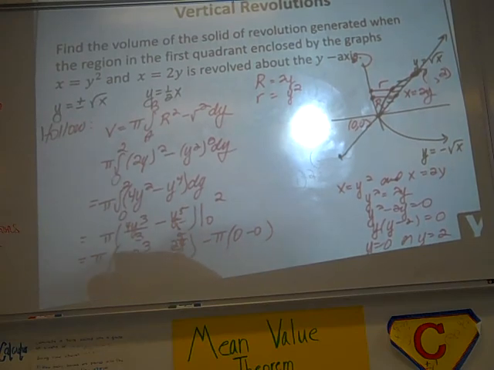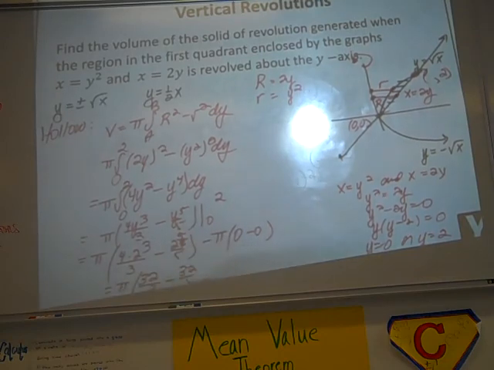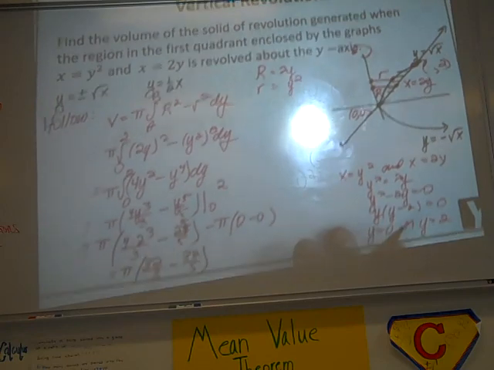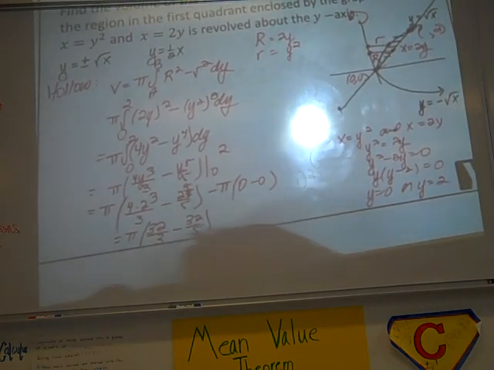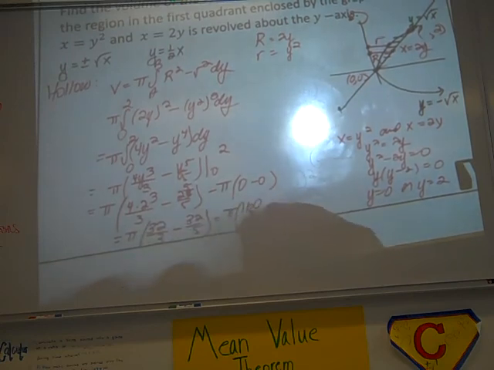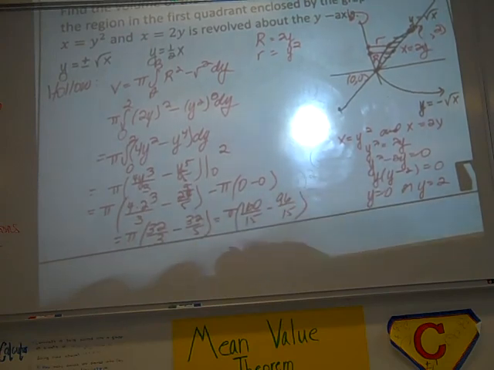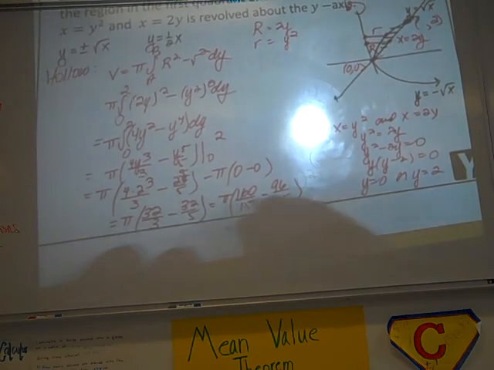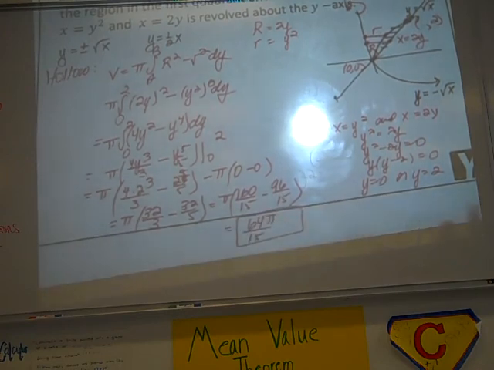2 cubed is 8, times 4 is 32. We have pi, 32 over 3. 2 to the 5th is also 32, so 32 over 5. Let's finish this off. We need a common denominator, which will be 15. Multiply by 5 over 5, 160 over 15. Over here, multiply by 3 over 3, you get 96 over 15. Your final answer, 160 minus 96, is 64 over 15. Don't forget the pi. Woo!